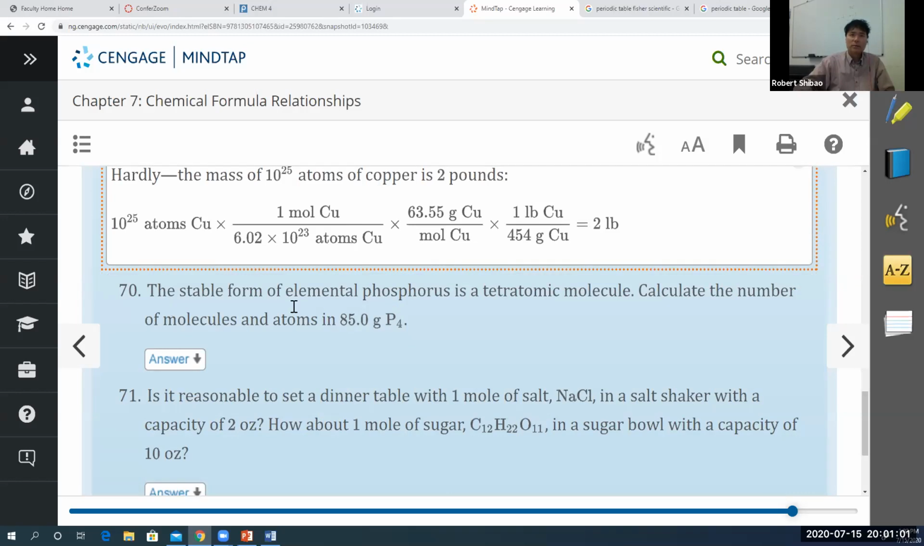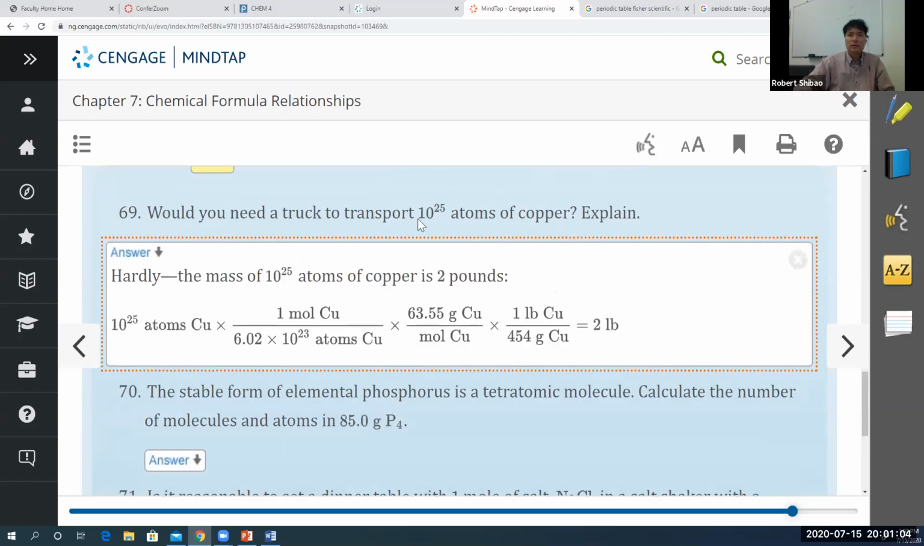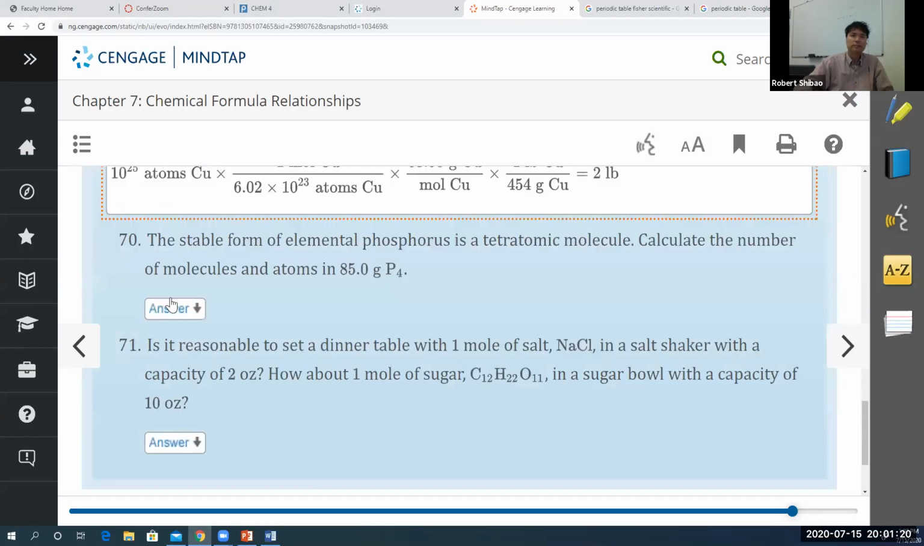They're using dimensional analysis. I did this just based on a mental calculation here. They're actually doing the calculation here: 10 to the 25th atoms of copper, convert atoms of copper to moles of copper, moles of copper to grams of copper, grams of copper to pounds of copper. So that's what they did here.